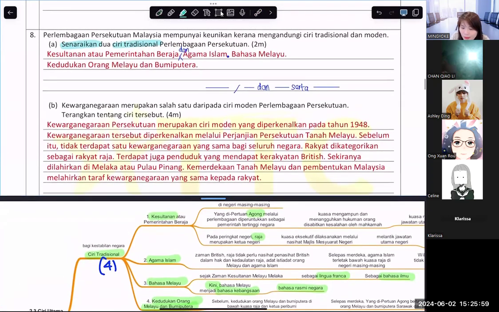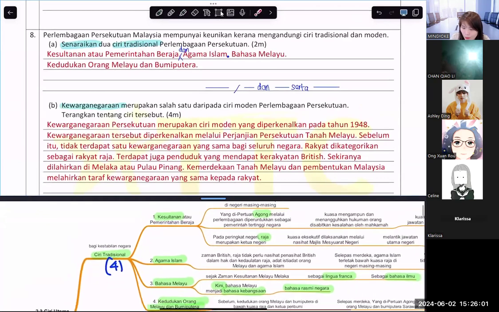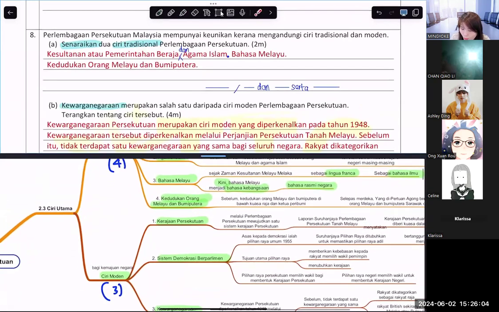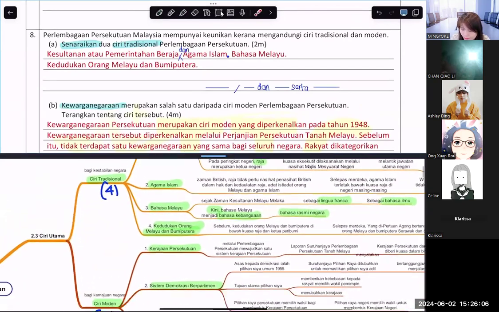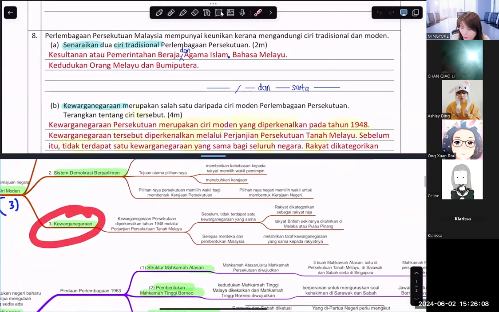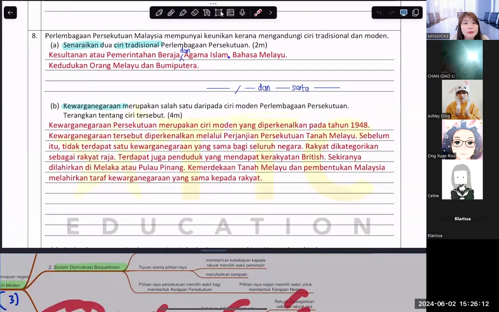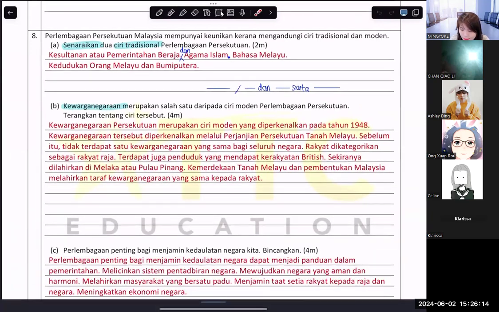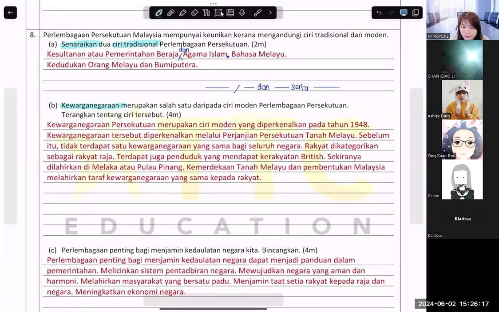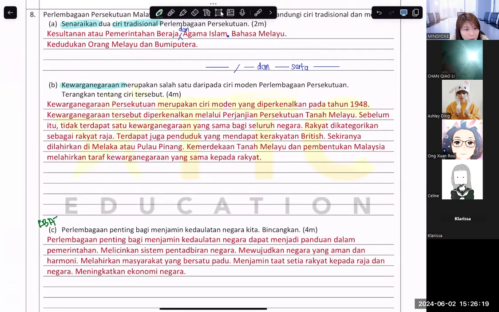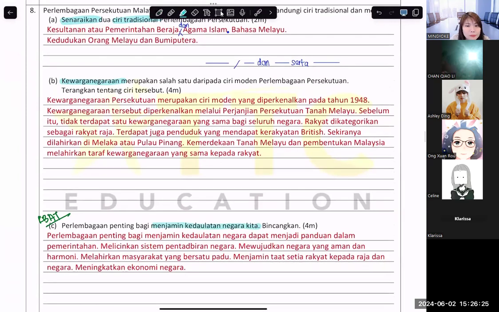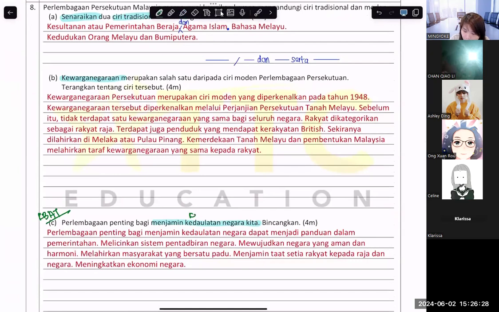Okay? Then, kewarganegaraan. They want you to explain the whole kewarganegaraan here. 1, 2, 3, 4, 5, 6. You put all here. And then last, kebat. Perlembagaan is important for us to ensure kedaulatan. Why? Kepentingan perlembagaan.